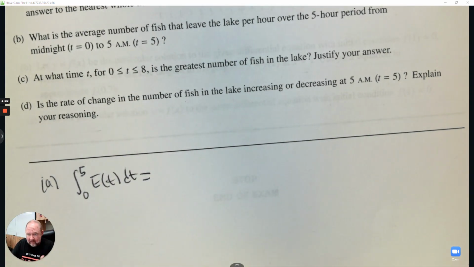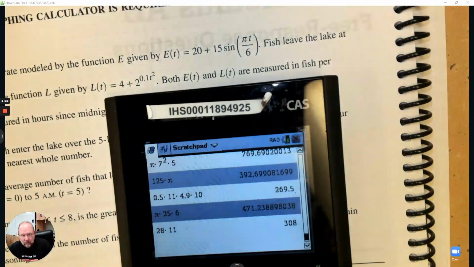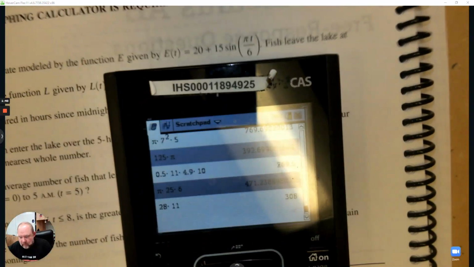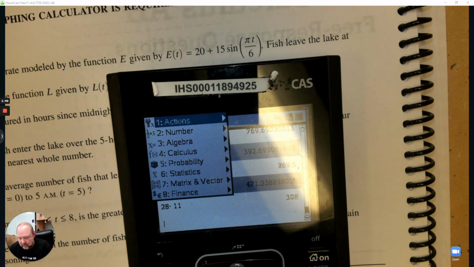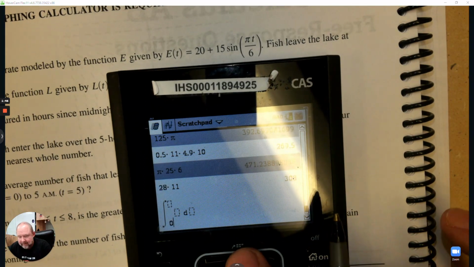So let's take out our calculator, and could you type that in and get the answer? Nothing beats practicing correctly. There is no shortcut to getting a better grade here, right? It's the work that you put in. So we're going to press Menu, Calculus, Integrate. We're going from 0 to 5.